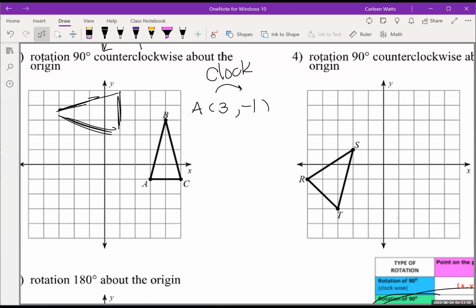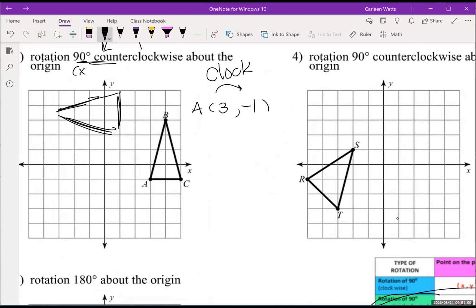Okay, so we see that for 90 degrees counterclockwise, (x, y) goes to (-y, x). Now, once we do this, the picture is going to agree with the formula. See how this is helping us practice with formulas where the picture agrees with the formula. Okay, so A prime.